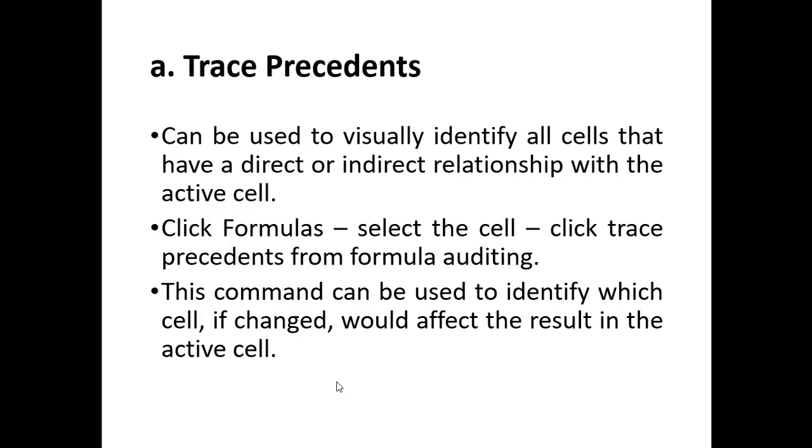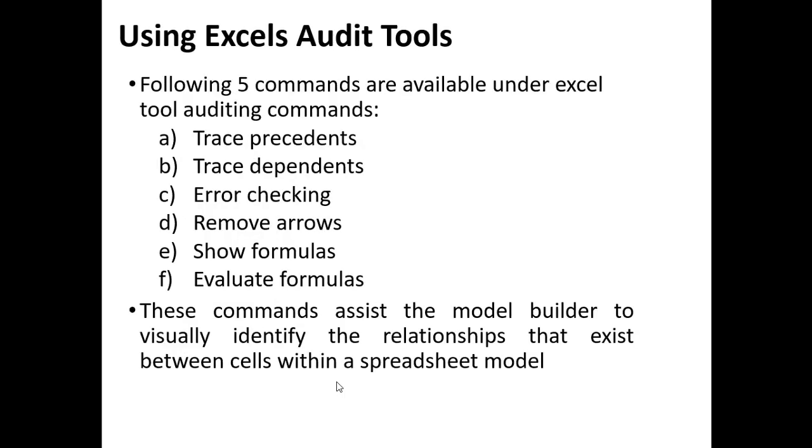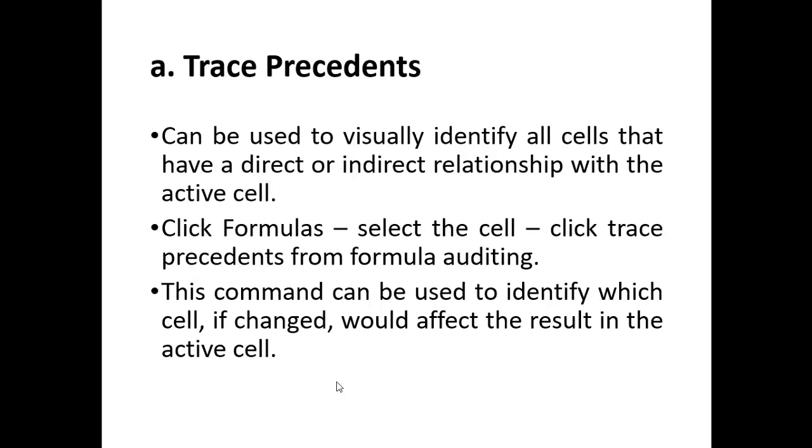The trace precedence. The first auditing tool we expect to discuss is trace precedence. What about this trace precedence? It can be used to visually identify all cells that have a direct or indirect relationship with the active cell. When you go to a particular cell and click on trace precedence, it will show the relationship that this active cell has with the other cells.